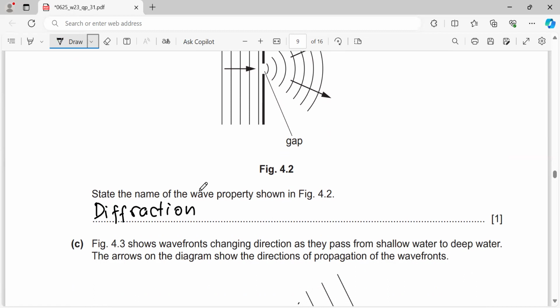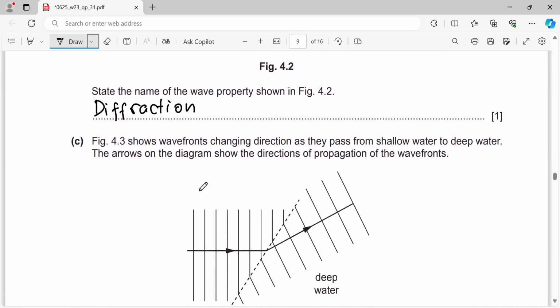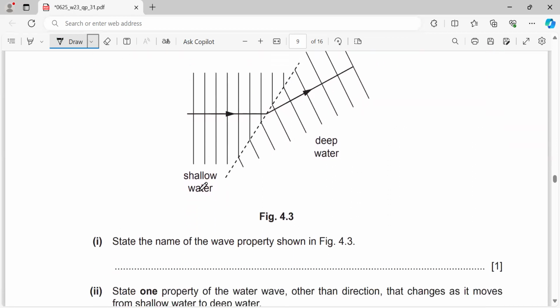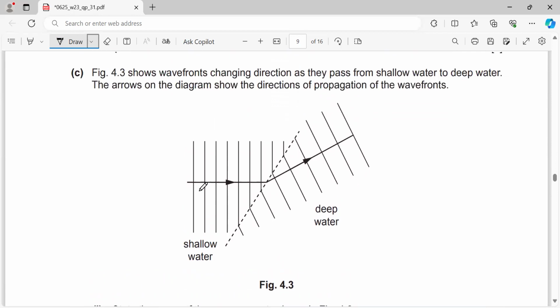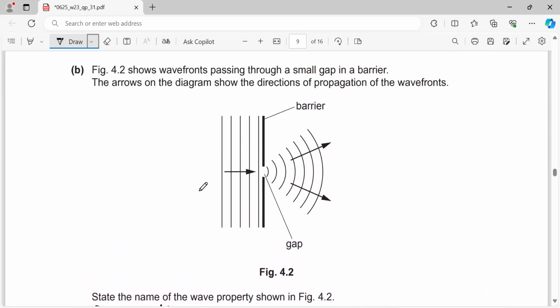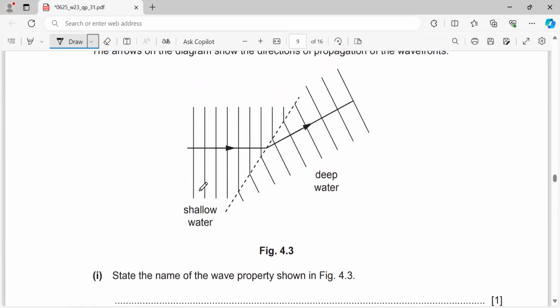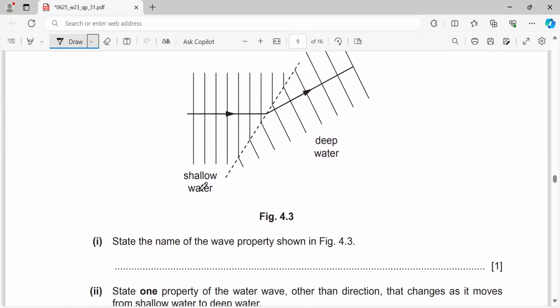Figure 4.3 shows wavefronts changing directions as they pass from shallow water to deep water. The arrows show the directions of propagation of the wavefronts. State the name of the wave property shown. Different from this figure, if this is diffraction, this one is refraction.